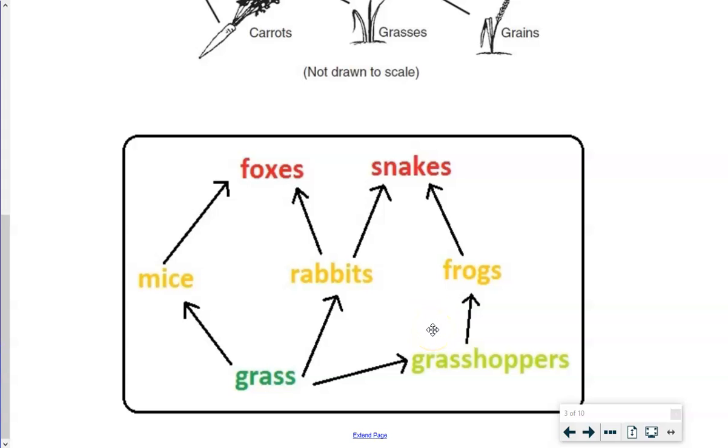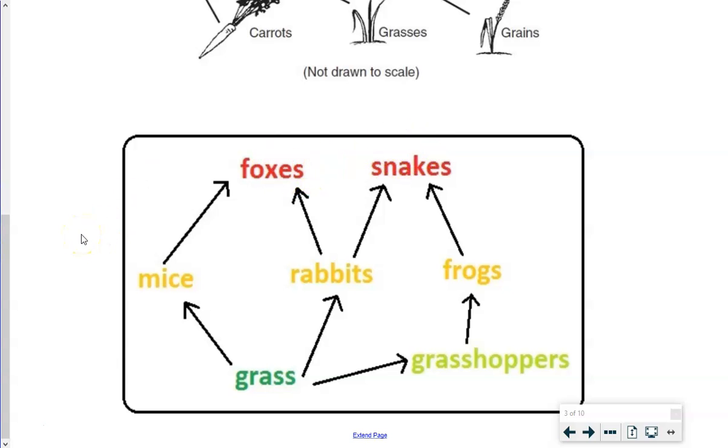I know that this grasshopper here eats grass. He is an herbivore because he's eating grass. Rabbits and mice are herbivores too. Now this food chain is a little tricky because the frog's the same color as the rabbits and the mice, but the frog's eating a grasshopper. That frog is not an herbivore, he's a carnivore because grasshoppers would be meat. And then our foxes and snakes up here would be carnivores too.